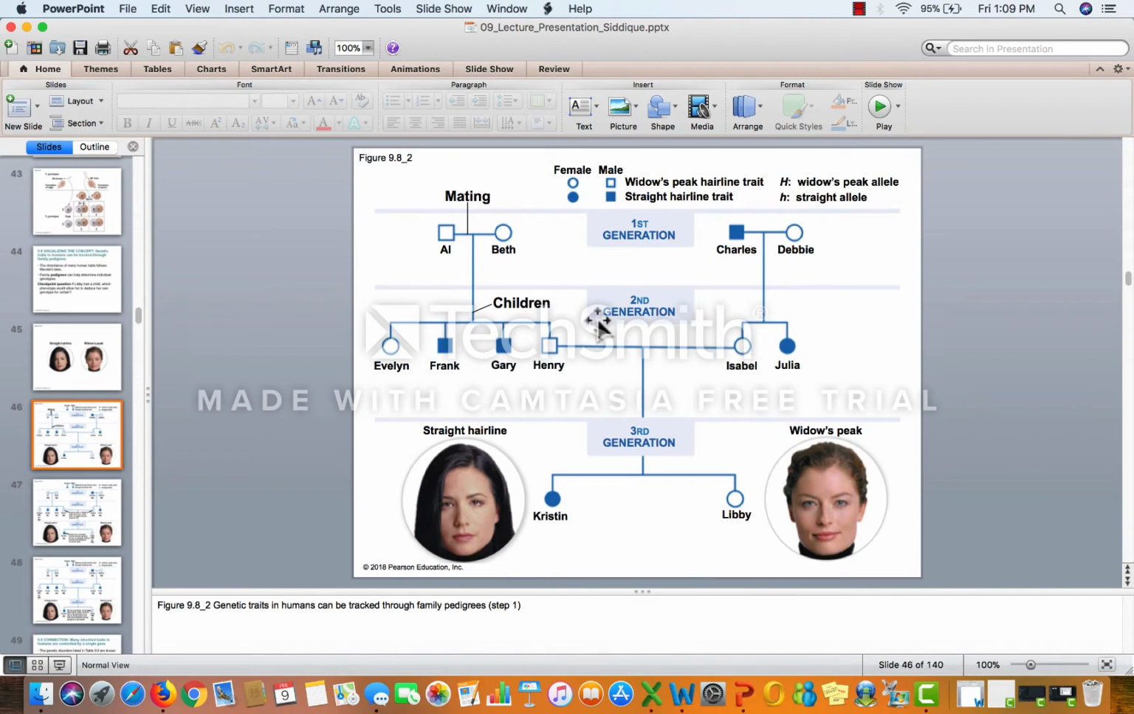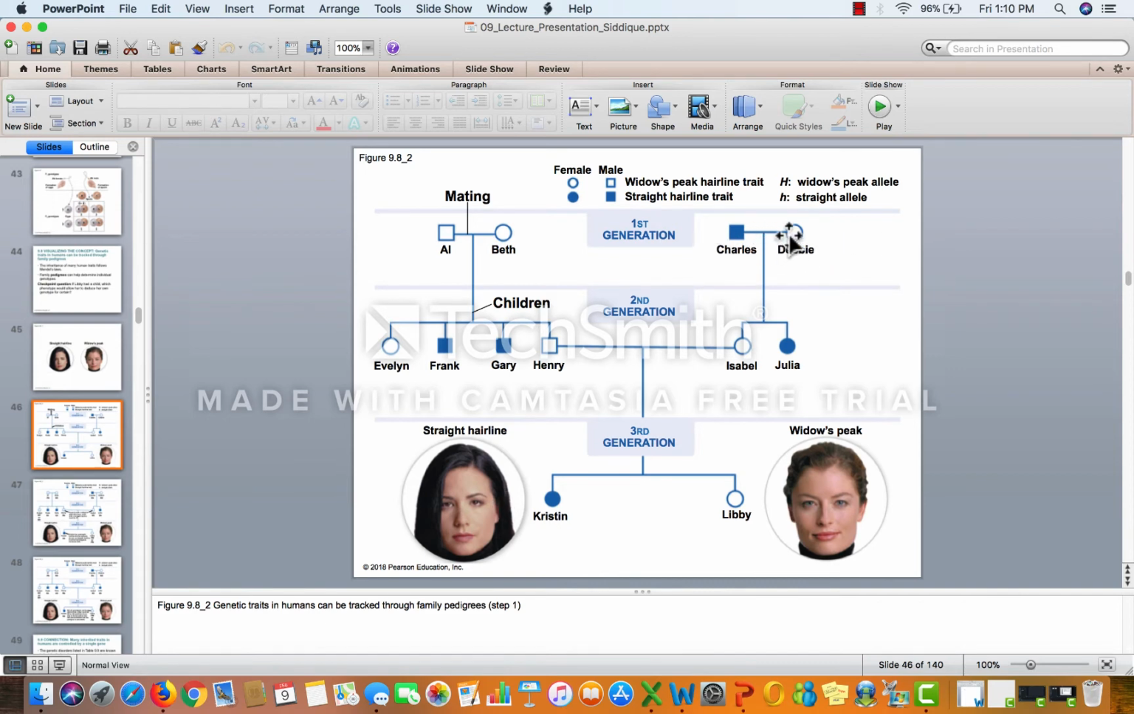Isabel had a widow's peak, and Henry had a widow's peak. So that meant one of them had a widow's peak. Okay, here we start to see Al and Beth. Both of them are normal, but then all of a sudden, 2 out of 4 of them end up having straight hairlines. That's why it's still in the lineage for Kristen to have a straight hairline, right?